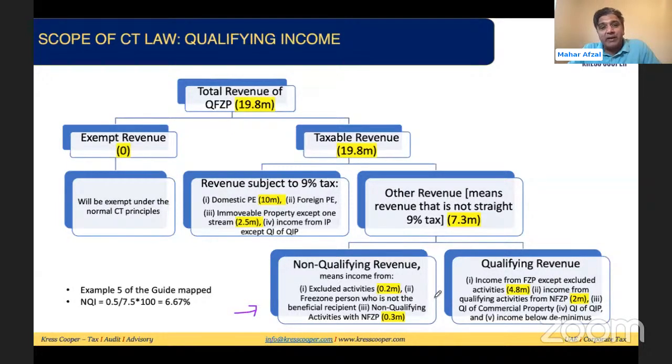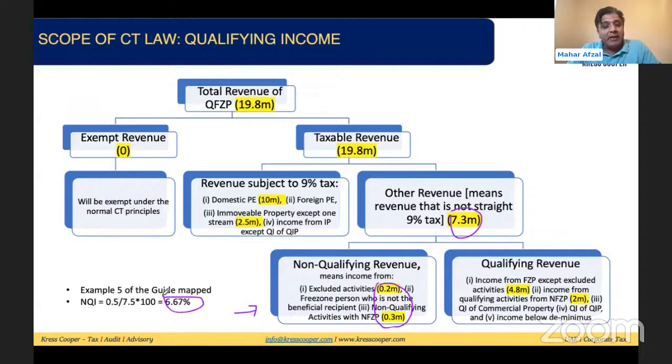Now, if you are considering the percentage of the non-qualifying income, which is required for the de minimis criteria, you will be able to find it in the example they have put. These two revenues, point 2 and point 3, non-qualifying revenue divided by 7.3 million, which is exactly 6.67 million. We can say the criteria has not been met for the de minimis, and the person cannot be considered a qualifying free zone person.